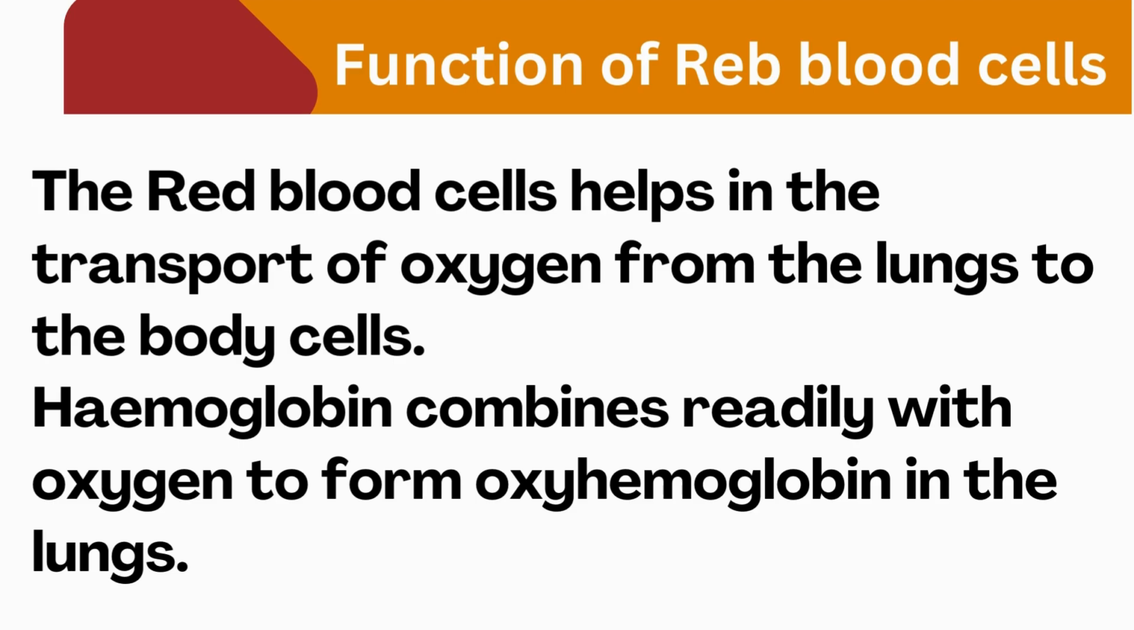The function of red blood cell. The pigment hemoglobin in the red blood cell helps it to transport oxygen from the lungs to the body cells. When hemoglobin combines with oxygen, it forms another compound called oxyhemoglobin in the lungs.